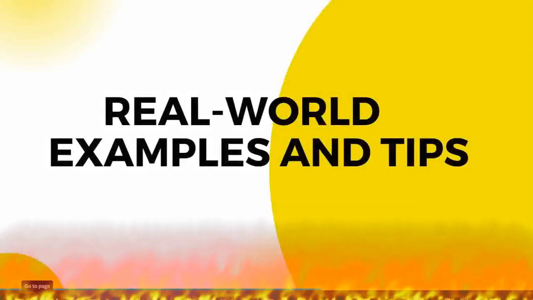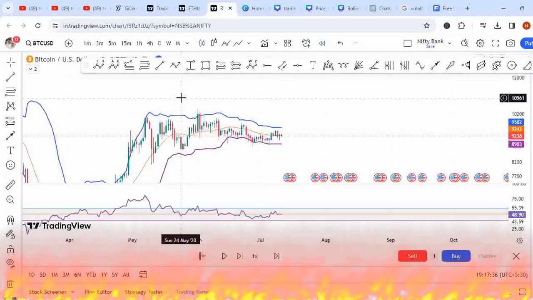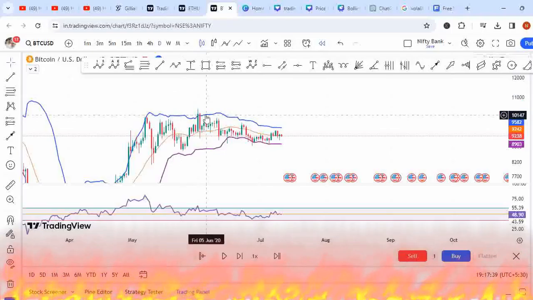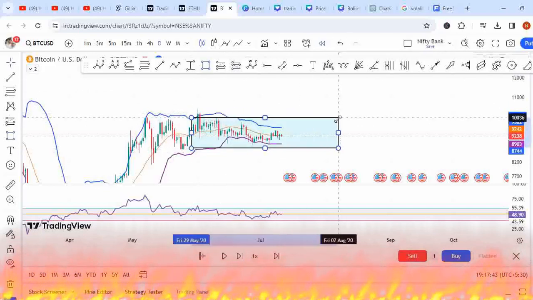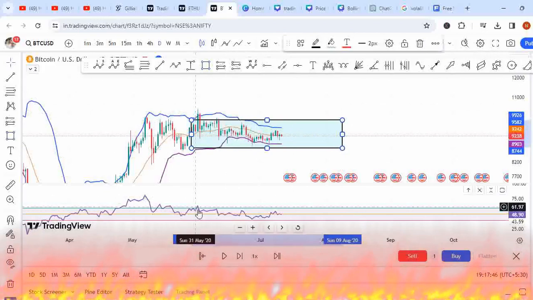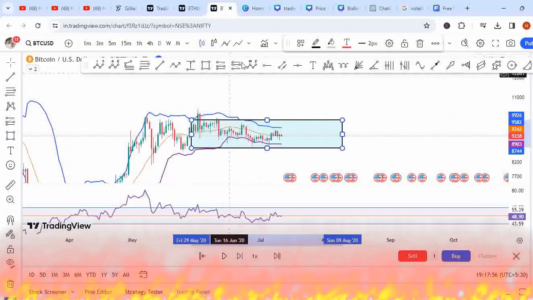So now we will look at the chart and we will do some testing. Okay, now see here we have a squeeze in the Bollinger Bands. The market is sideways. Moreover, the RSI is between 60 and 40, which we have already discussed means a sideways market. Now let's check when it breaks.